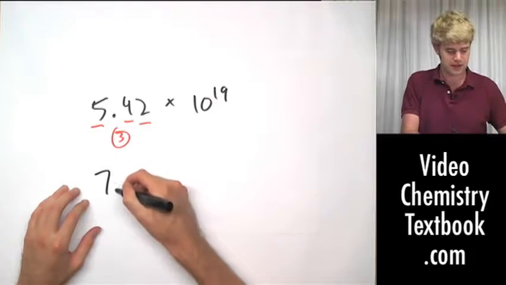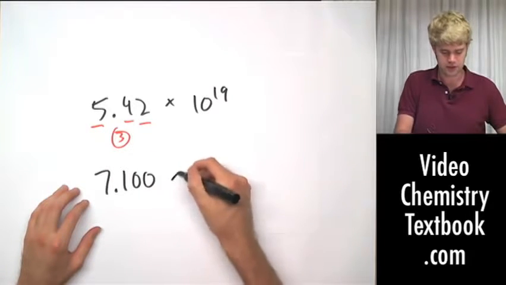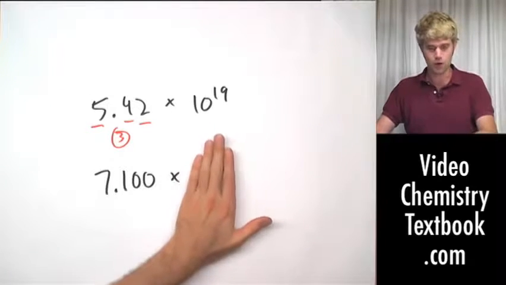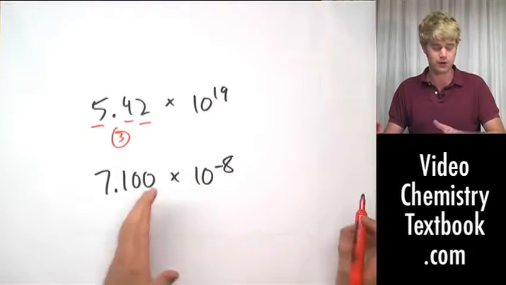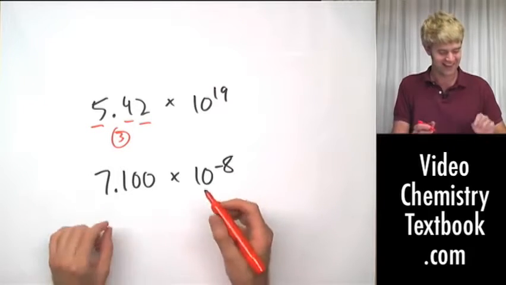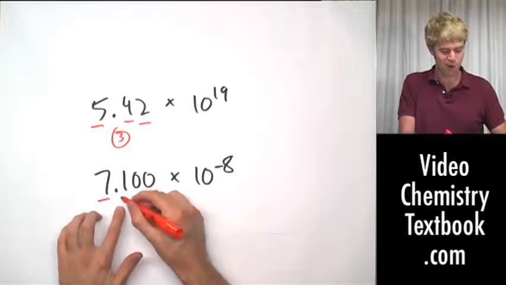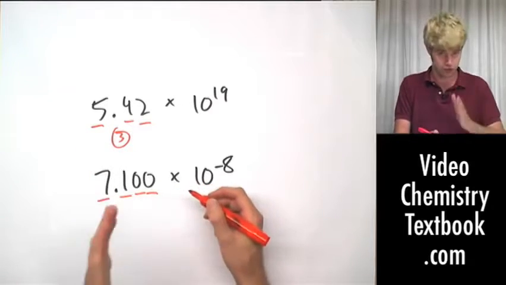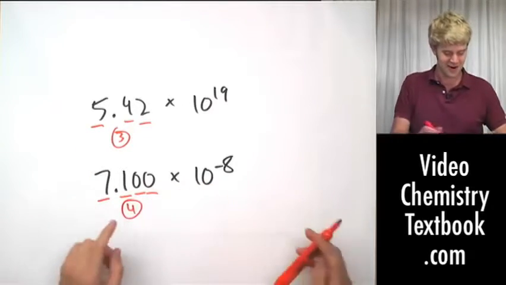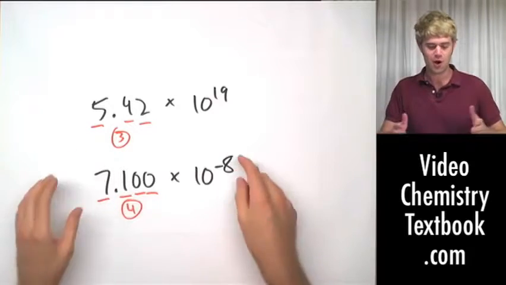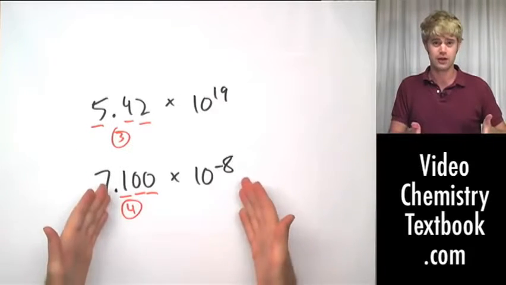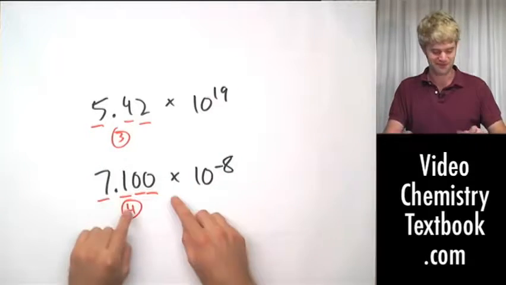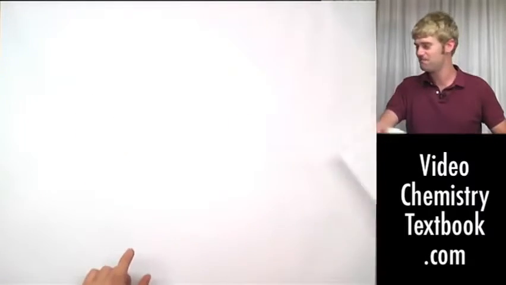Similarly, let's say we had 7.100 times 10, I don't know, to the negative 8th. Again, we don't worry at all about the 10 raised to the power. We look only at the mantissa, 7.100. The zeros are significant because they're to the right of a decimal place. So 4 significant figures in the mantissa, which means that there are only 4 significant figures in this number. Do not let this 10 to the whatever power confuse you. All you have to do is look at the number on the left.